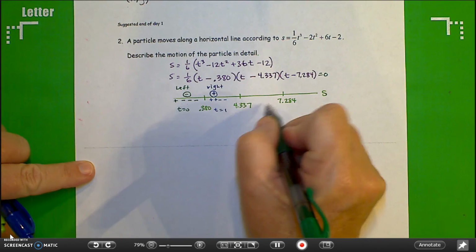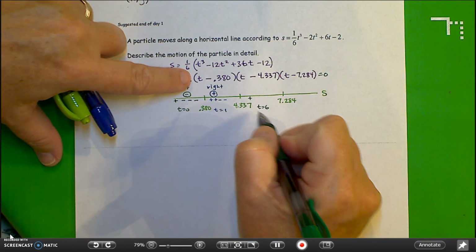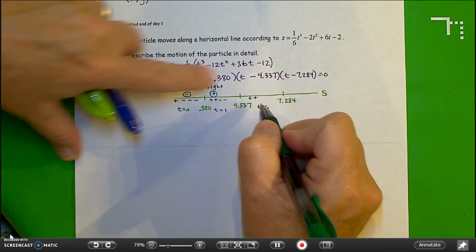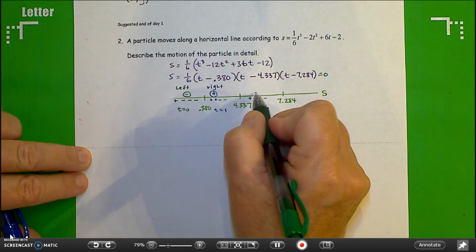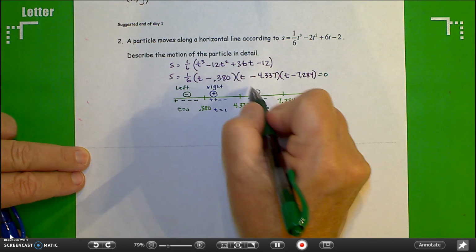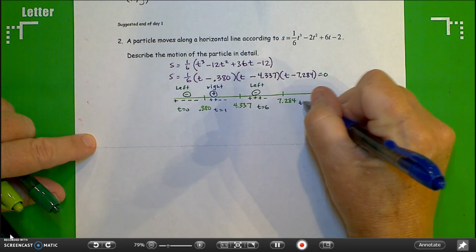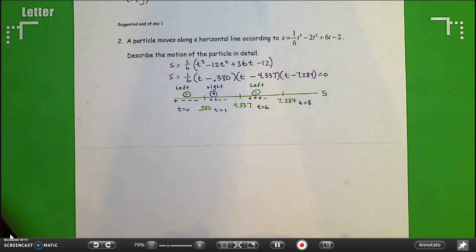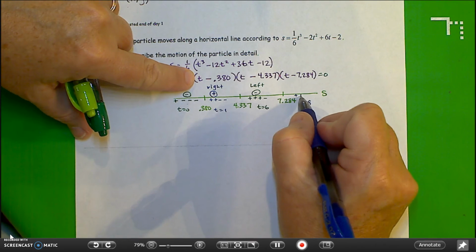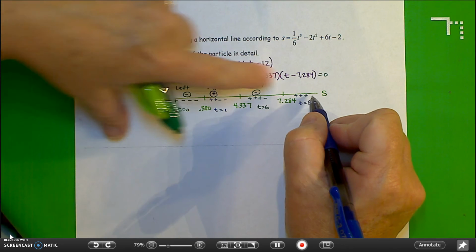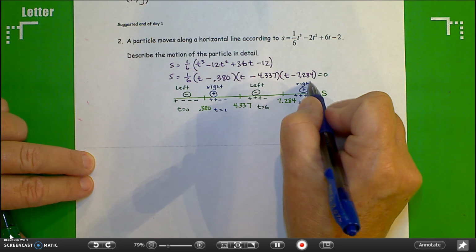A number between 4 and 7, I'll take 6. Positive 1/6. This binomial is positive. This binomial is positive. The last binomial is negative. The negative overall interprets to left of the origin. And finally, a number bigger than 7, I'll use 8. 1/6 is positive. This binomial is positive. This binomial is positive. That binomial is positive. Overall positive, right of the origin.